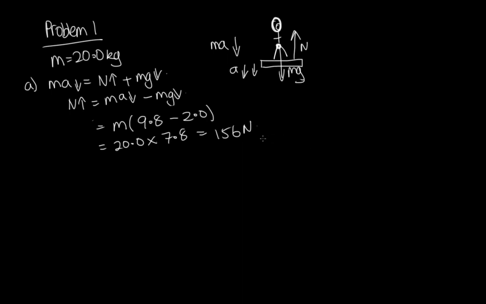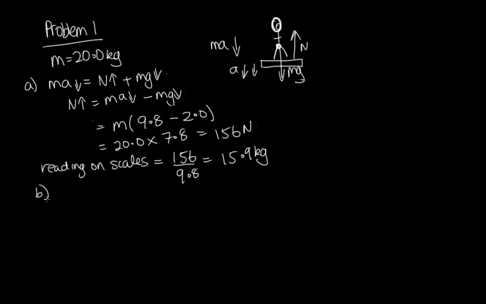And now in order to get the reading on the scales, rather than reading off as a force, the scales actually read off as just a mass, so we have to divide this by g, or 9.8. So this is 156 divided by 9.8, which gives us 15.9 kilograms on the scales.